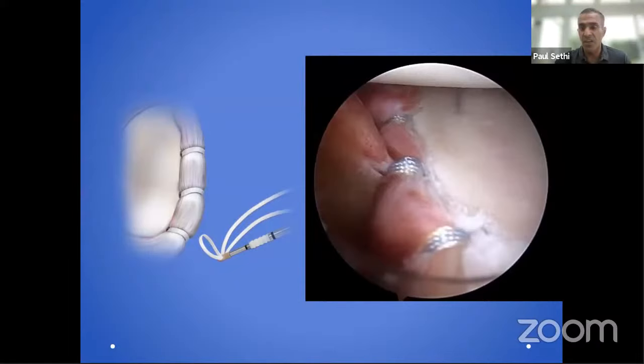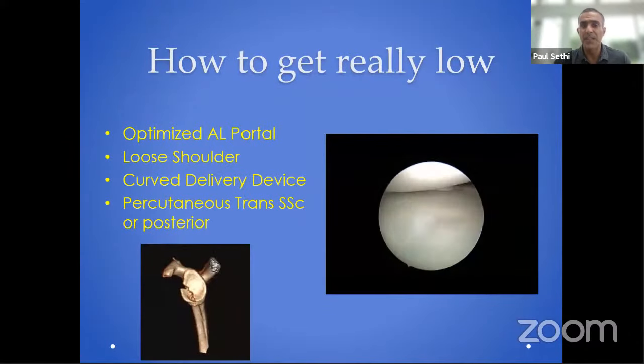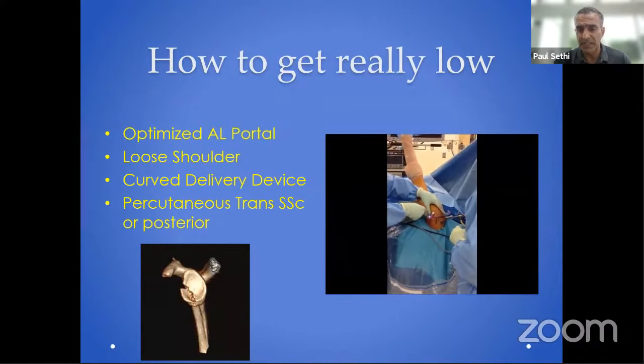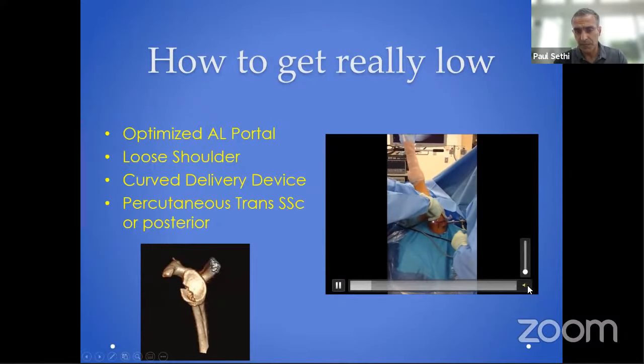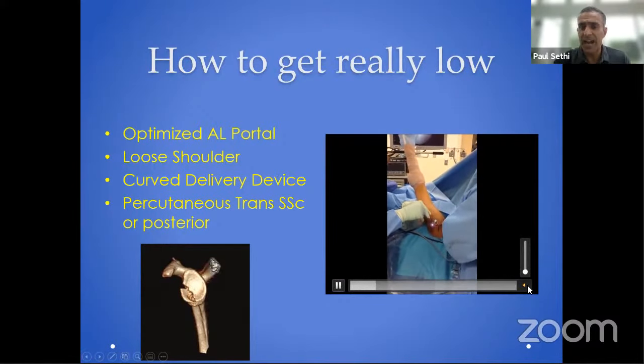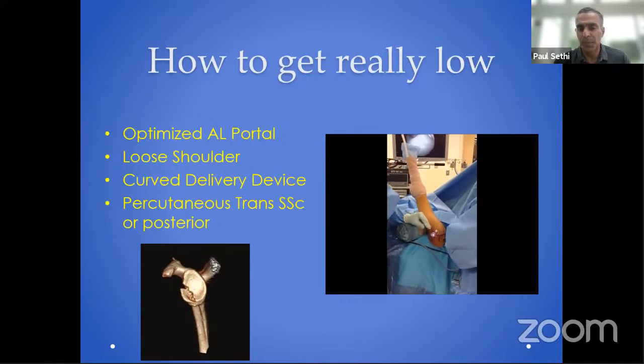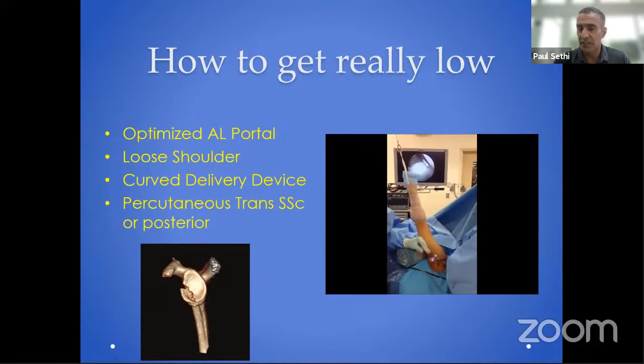Here's just another example of using tapes and pound-in anchors, which is another very common thing I'll do. But again, I tend to use the more knotless now. You can get down really low in a lot of ways. You can optimize your anterolateral portal. You can come in percutaneously. You come in percutaneously and dilate over a percutaneous, or more importantly now, I think a lot of these curved delivery devices. So here I am, I want to get down really around 6 o'clock.